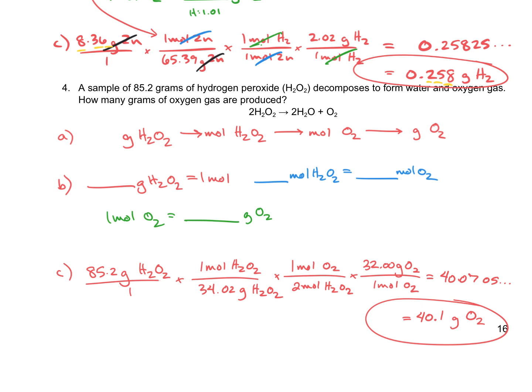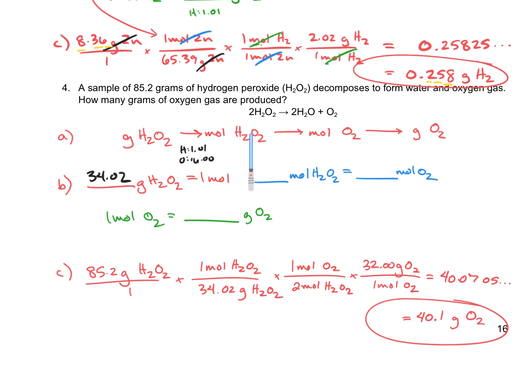Now, the molar mass for hydrogen peroxide depends on hydrogen, which is 1.01, and oxygen, which is 16. There are 2 oxygens, so that's 32, and there are 2 hydrogens, so that's 2.02. So 2.02 plus 32 is 34.02 grams of hydrogen peroxide.